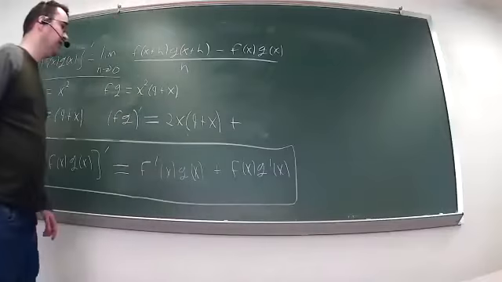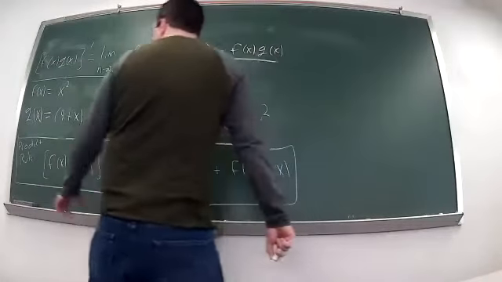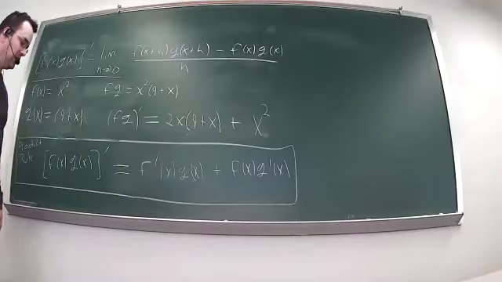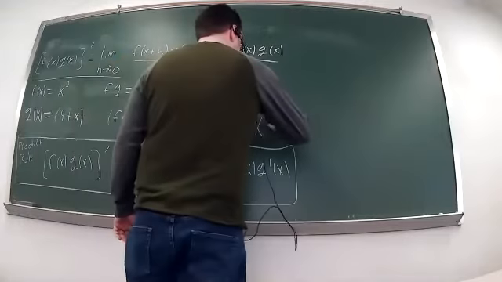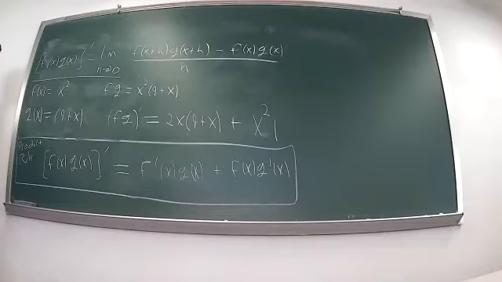And we add to it f of x, which is x squared, times the derivative of g of x, which is equal to 1. Well, how did I know that so quickly? Well, for one thing, 9 plus x is a linear function with slope 1.